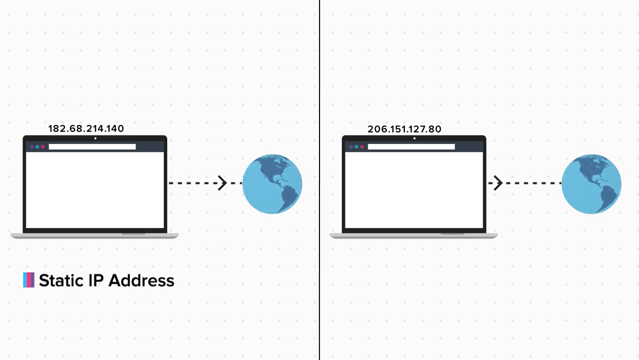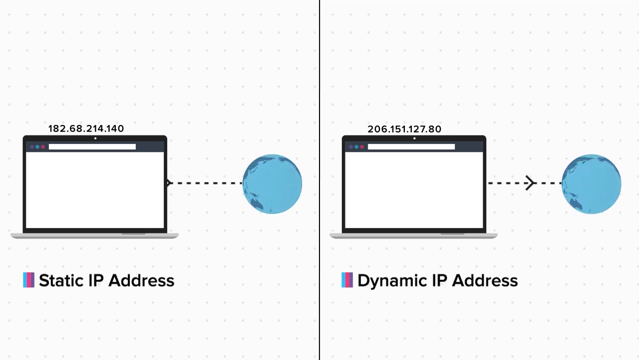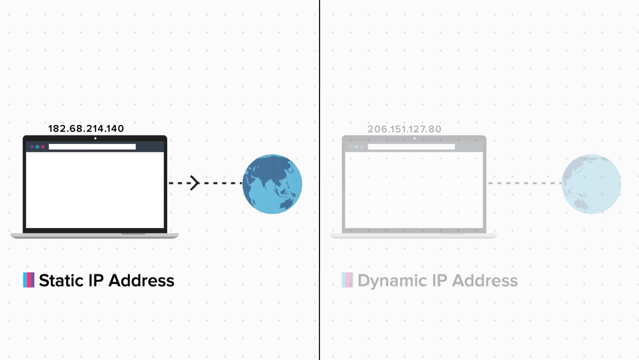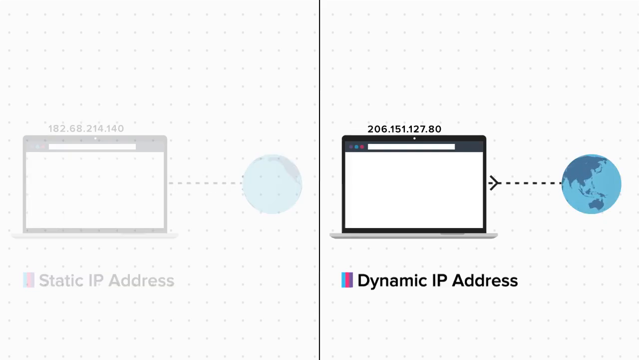This is what we call static and dynamic IP addresses. Like in the first scenario, if you get the same IP address after reconnecting to the internet, it means you have a static IP address. And if you get a different IP address after reconnecting to the internet, that means you have a dynamic IP address.